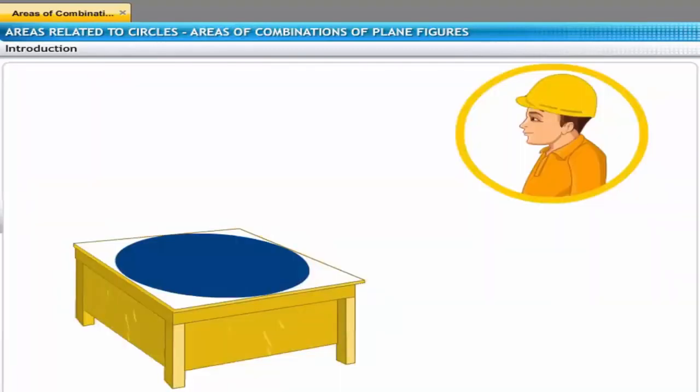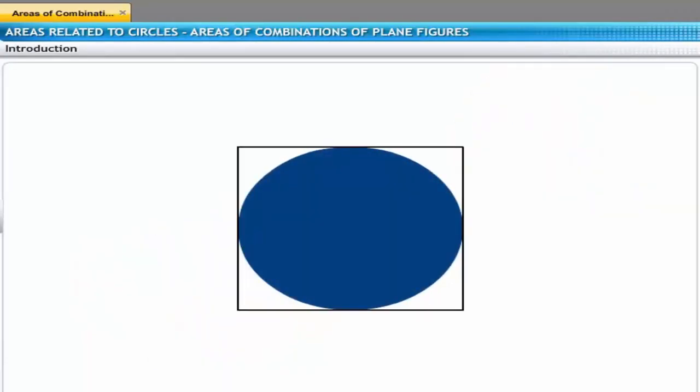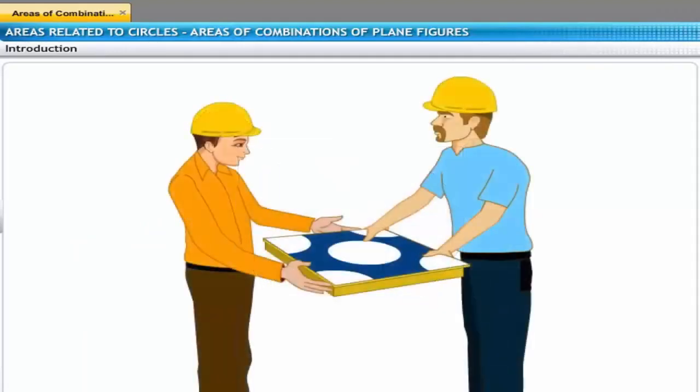Last Sunday, Sam helped his father to make a table. Its top had a design that looked like a circle inscribed in a square. As you can see, the circular region is in blue, and the rest of it is in white. Joe now wants to make a table with a different design, and he would like Sam to help him.